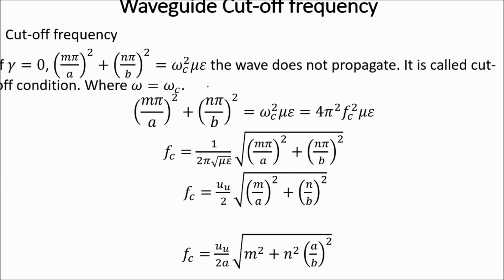Now from the cutoff frequency expression, we know that at cutoff frequency we get gamma equal to 0, and (m pi over a) squared plus (n pi over b) squared equals omega squared mu epsilon. We write omega c because for cutoff we use the suffix c. C is for the cutoff. At this case the wave doesn't propagate, but it is the cutoff or threshold point, and here we replace omega by omega c.